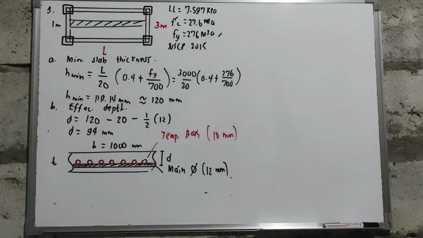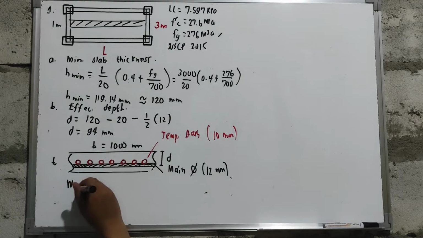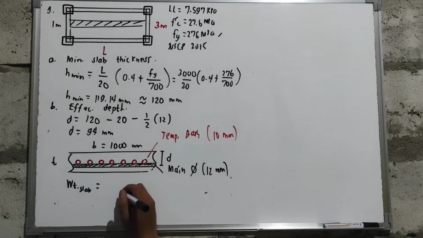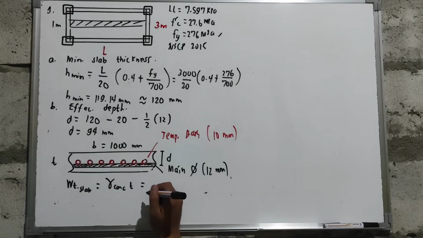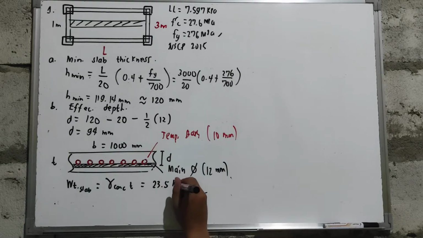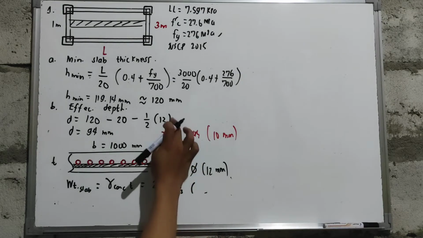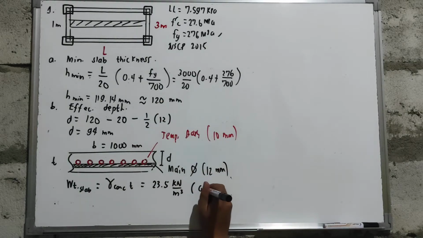yung value ng D natin, hanapin naman natin yung weight ng slab natin. So what will be the weight of your slab? Or yung weight ng slab natin, that is yung unit weight of concrete multiplied by thickness. So yung unit weight ng concrete natin, so that is 23.5 kilonewton per cubic meter multiplied by yung thickness natin, which is equal to 120 mm. Kaso nga lang gagawin natin yung meter, kaya 0.12 meter.